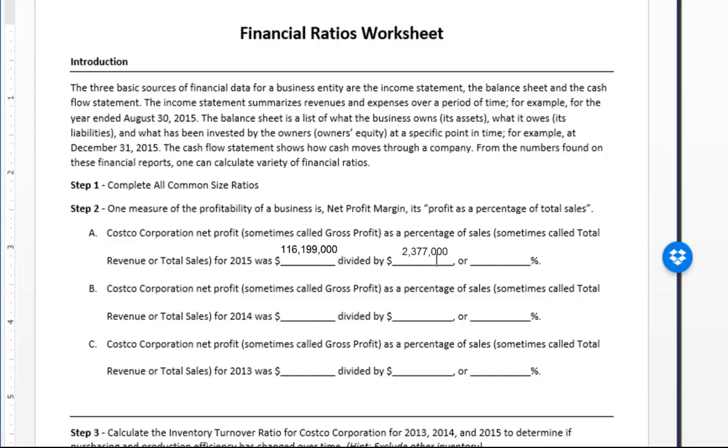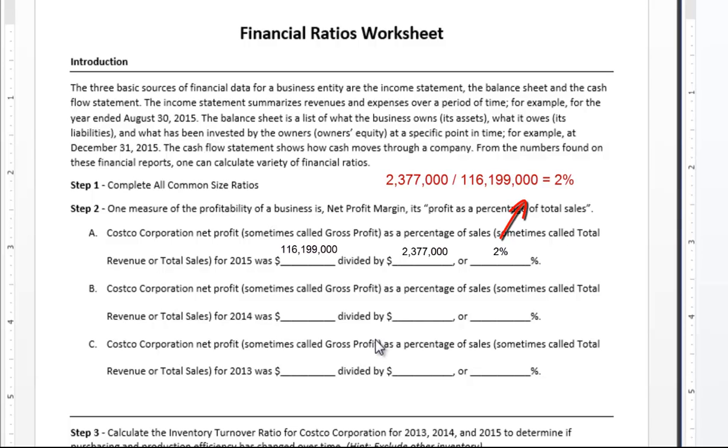So you have total revenue of 116,199,000,000. Net income of 2,377,000,000. And if we divide net income, and let's look at our formula, net income by total revenue, or total sales, same thing, we get 2%.